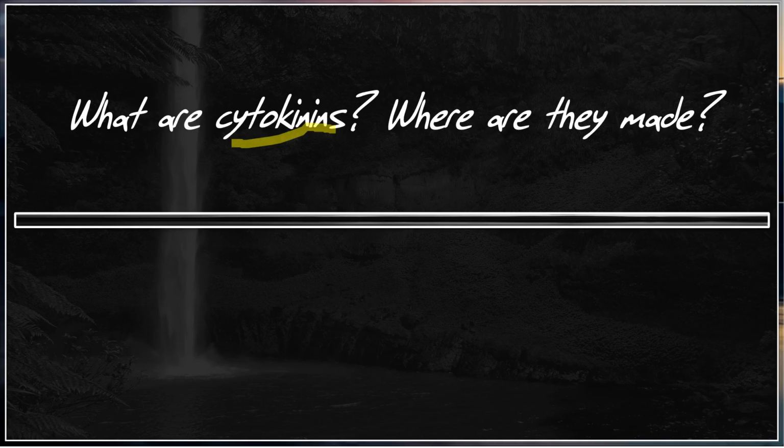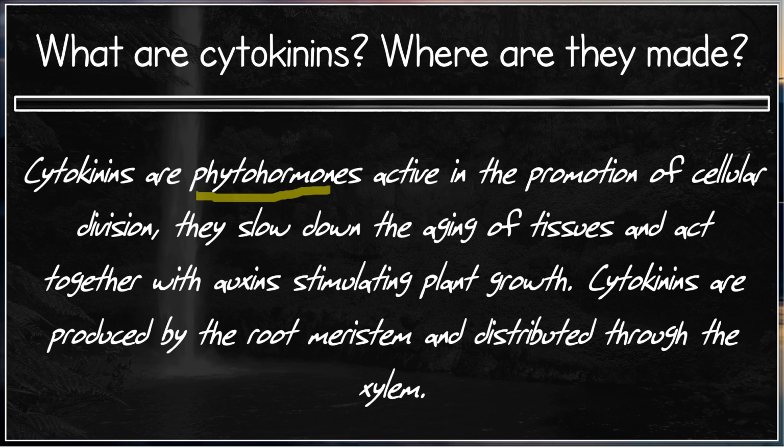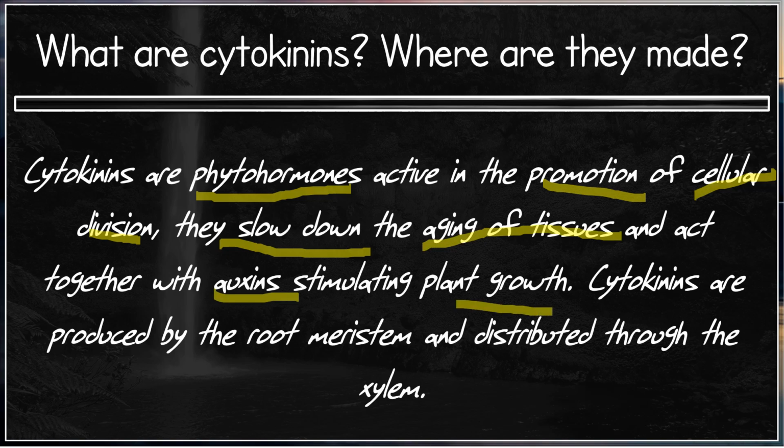What are cytokinins? Where are they made? Cytokinins are phytohormones active in the promotion of cellular division. They slow down the aging of tissues and act together with auxin, stimulating plant growth. Cytokinins are produced by the root meristems and distributed through the xylem.